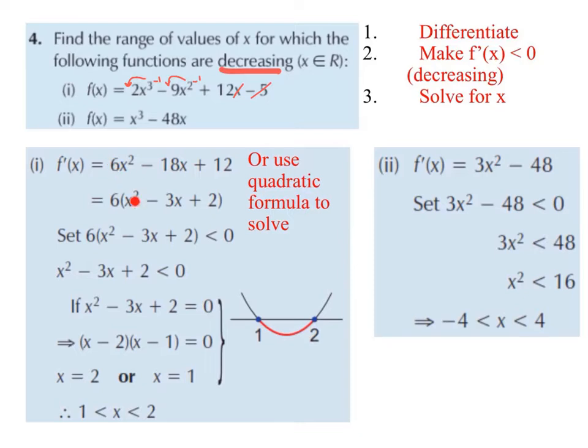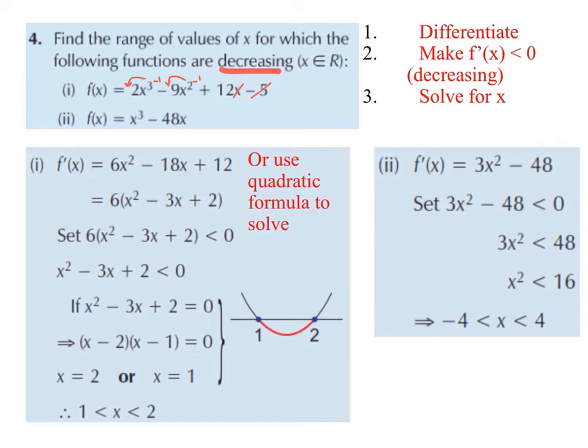6 into 6x squared goes x squared times. 6 into minus 18x leaves us with minus 3x. 6 into 12 goes twice. And then we can just cancel out the 6 because technically we've divided across by 6. And that's going to leave us with x squared minus 3x plus 2 is less than 0. Remember, it's a less than 0 because we're decreasing.